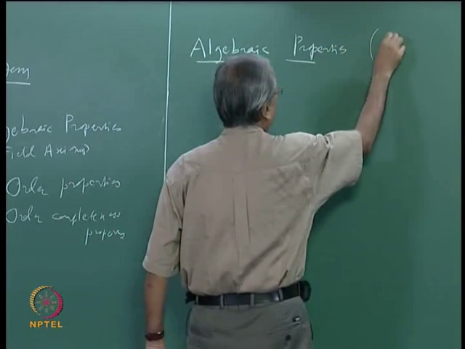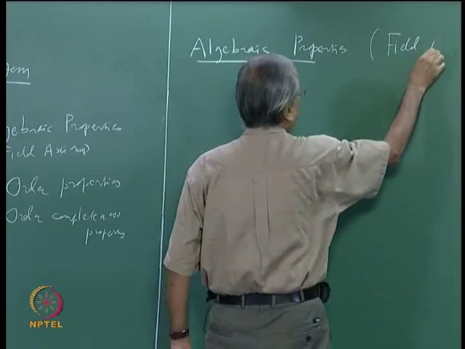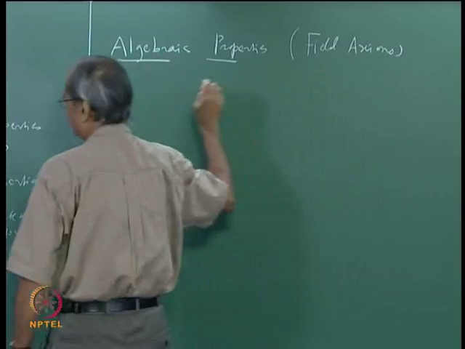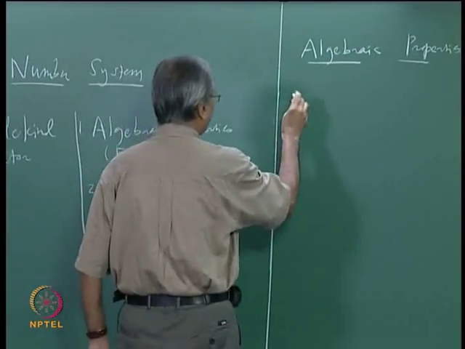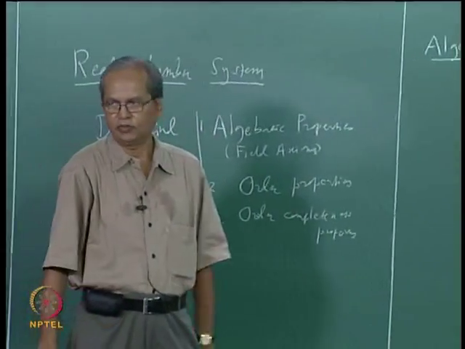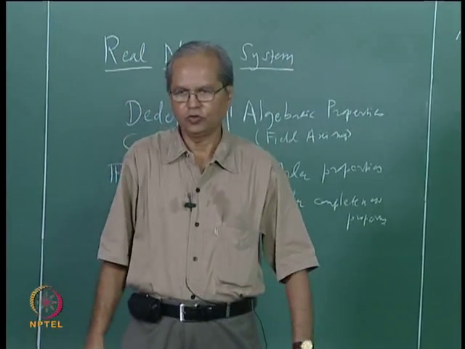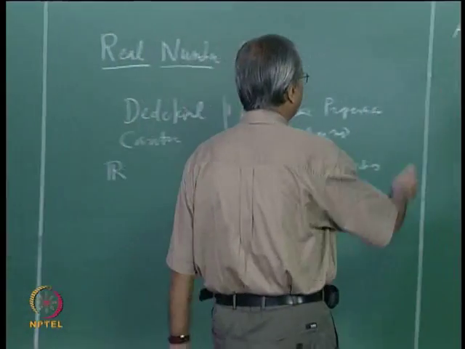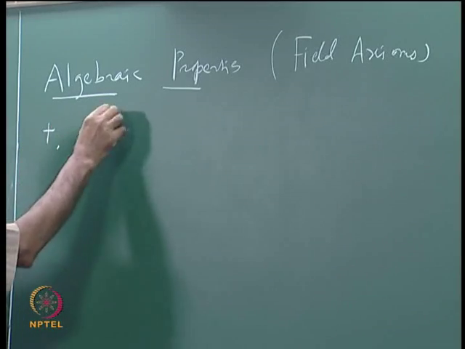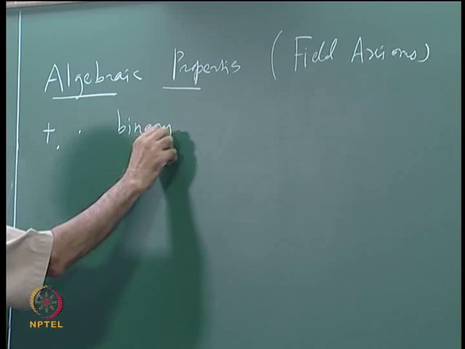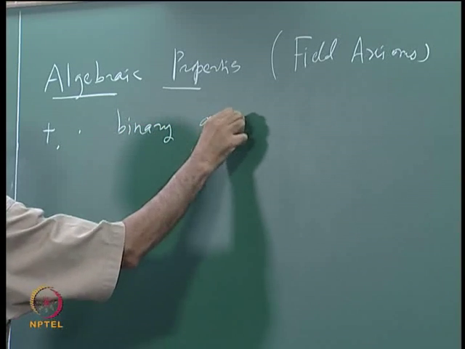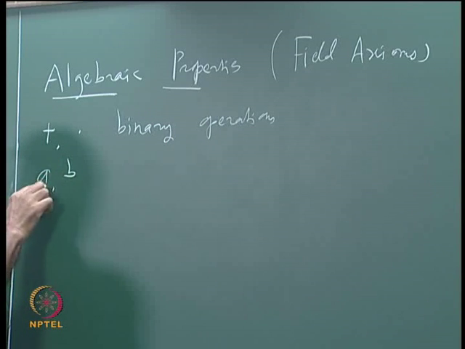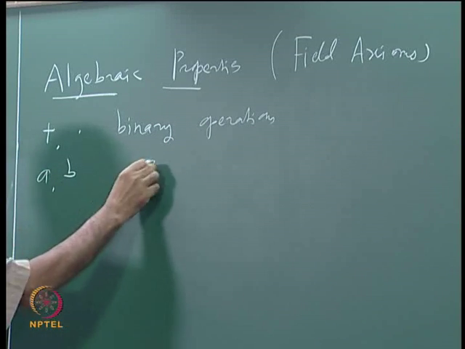Okay. Or what I also call field axioms. It is that first of all there are two operations on the real number system, namely the addition of two real numbers and also the product of two real numbers. So these are plus and dot, two binary operations, and so if you take two real numbers a, b, then their addition is defined as a plus b.